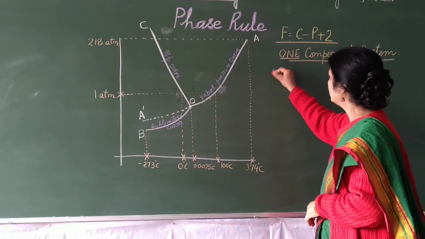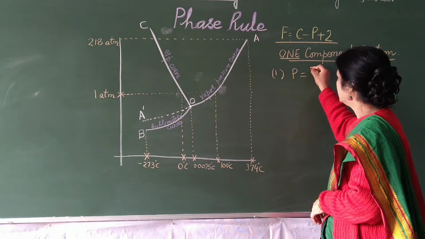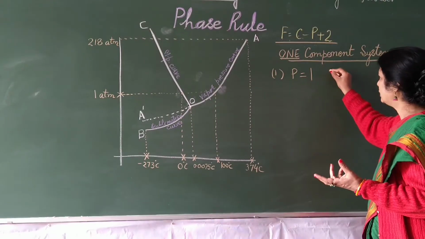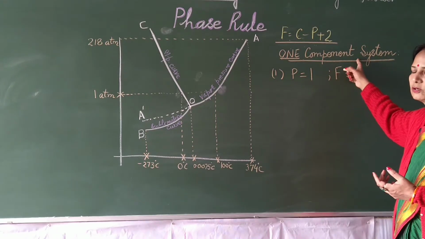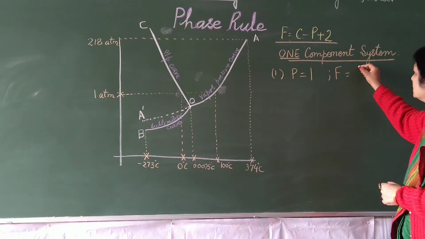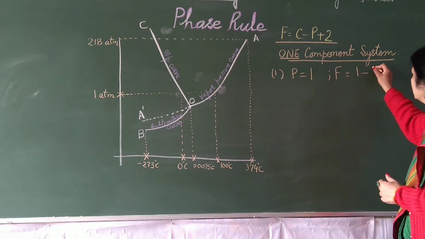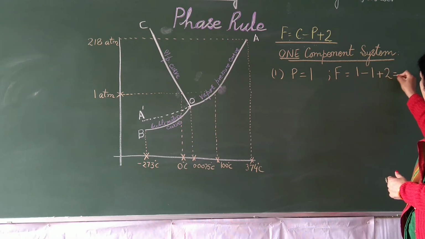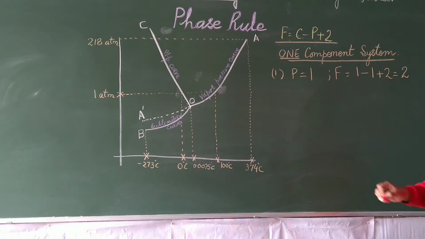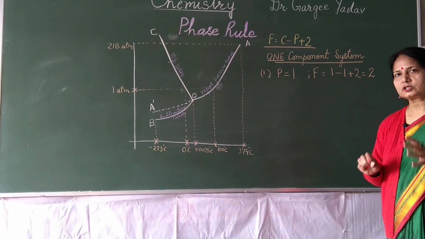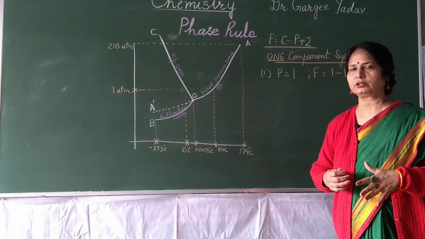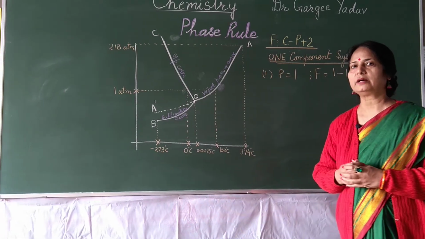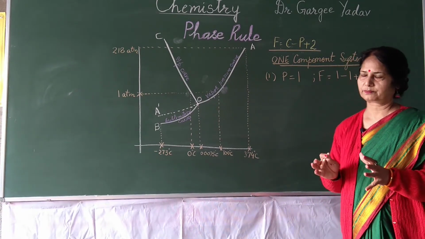First is when the number of phases P is 1. Then the value of F will be equal to, C is 1 since we are taking the one component system into consideration. So, C will be 1, 1 - 1 + 2. This comes out to be 2. This means that the system is bivariant, the degree of freedom is 2. This means if we are taking the temperature and the pressure variables into consideration for studying the phase equilibria, then both have to be fixed.